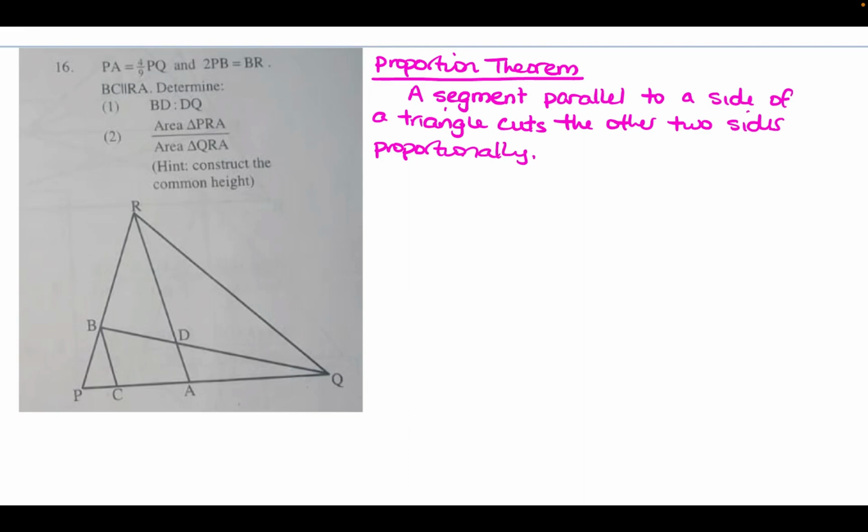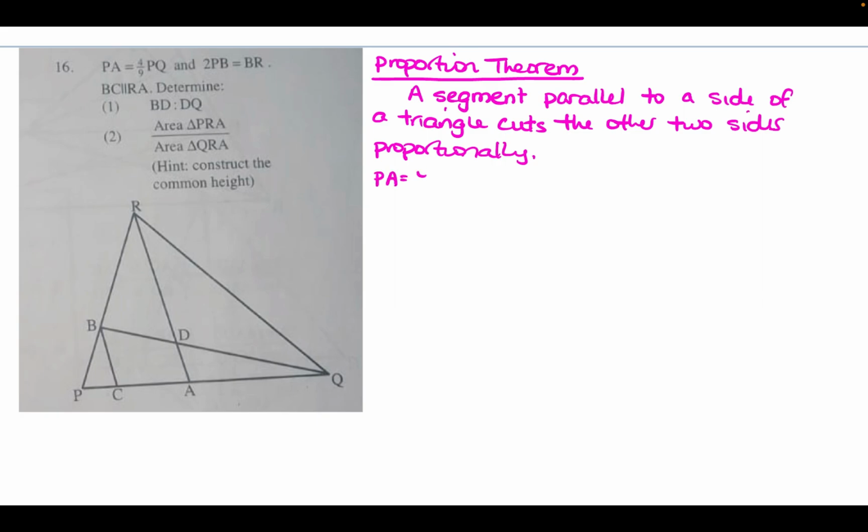Okay, this is a Euclidean geometry problem, and I've written the proportion theorem at the top because it's relevant to this question. A segment parallel to the side of a triangle cuts the other two sides proportionally. We'll see that in a minute. Let's first look at what we're given.